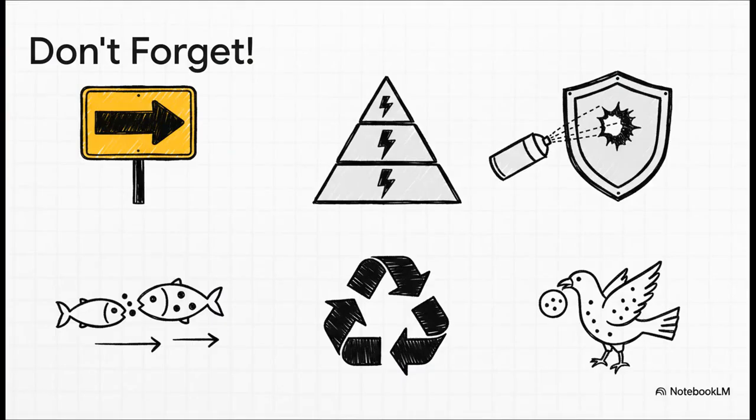Number 1, energy flow is a one-way street. From the sun to the plants to animals, it's unidirectional. Number 2, the 10% law. Only a tiny fraction of energy moves to the next level. Number 3, what damages the ozone layer? CFCs. Number 4, biological magnification. Remember, the poison increases as you go up the food chain.